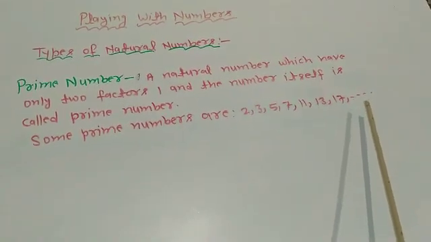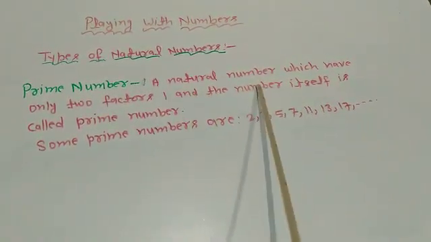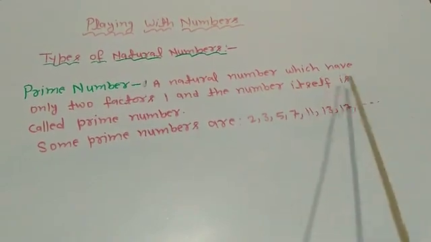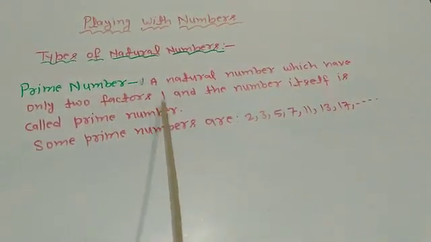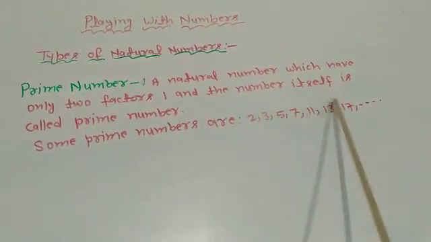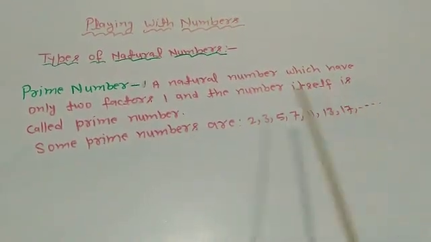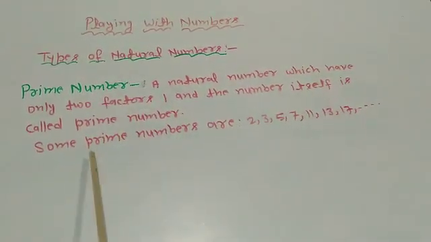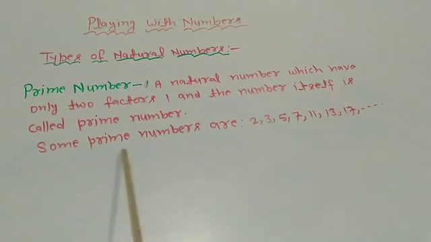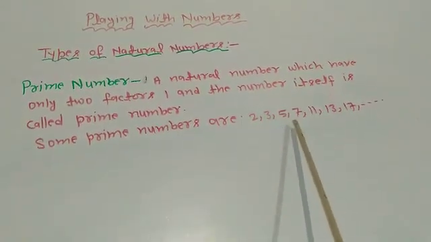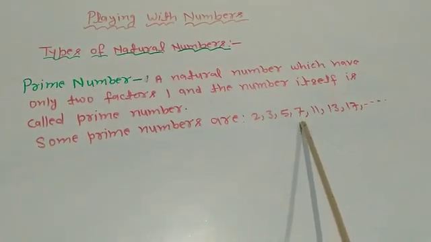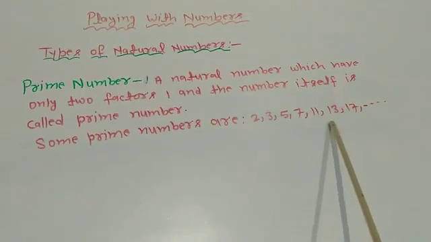A natural number which has only two factors, 1 and the number itself, is called a prime number. Some prime numbers are 2, 3, 5, 7, 11, 13, 17.